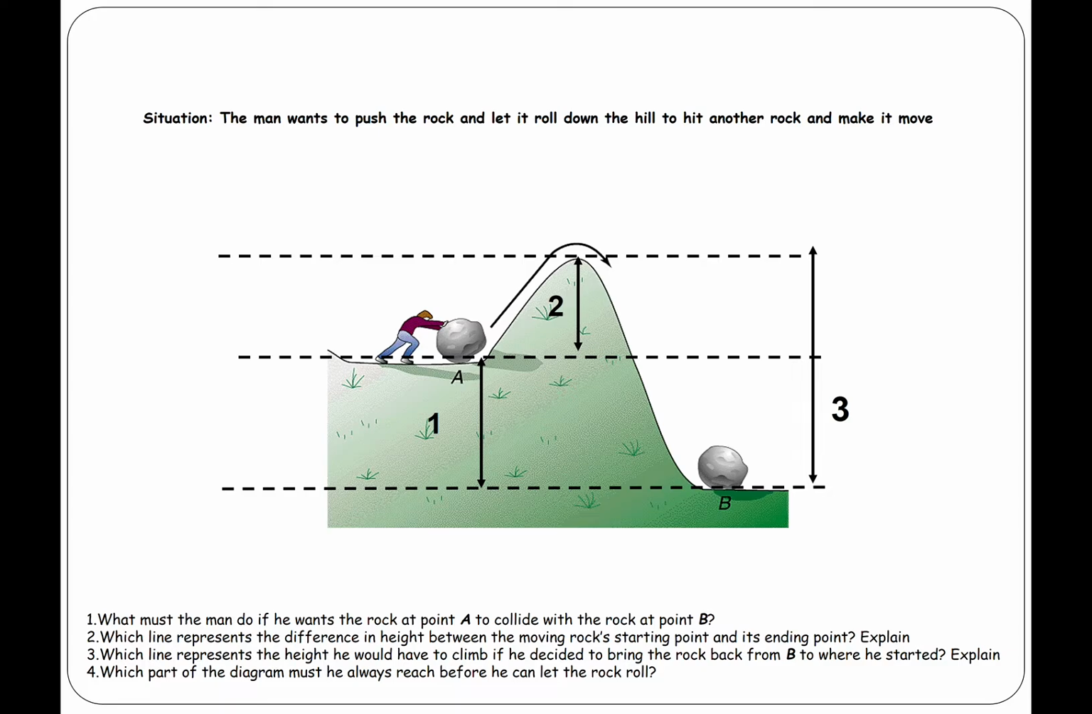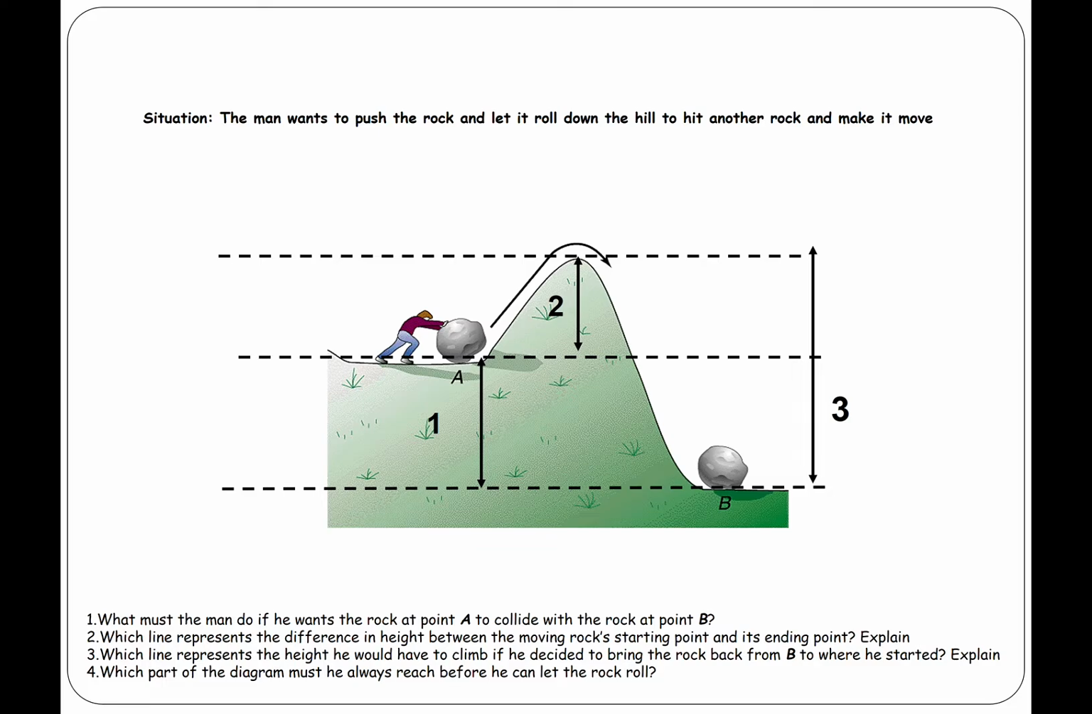Well, in order to have rock A collide with rock B, we have to get over this little hill that's right in front of us here. That's the first thing we got to do. We have to push the rock up the hill in order to get it over that hump, and we know that it's going to roll down the hill due to gravity and hit rock B. So he's going to have to provide some type of energy to push the rock up and over there.